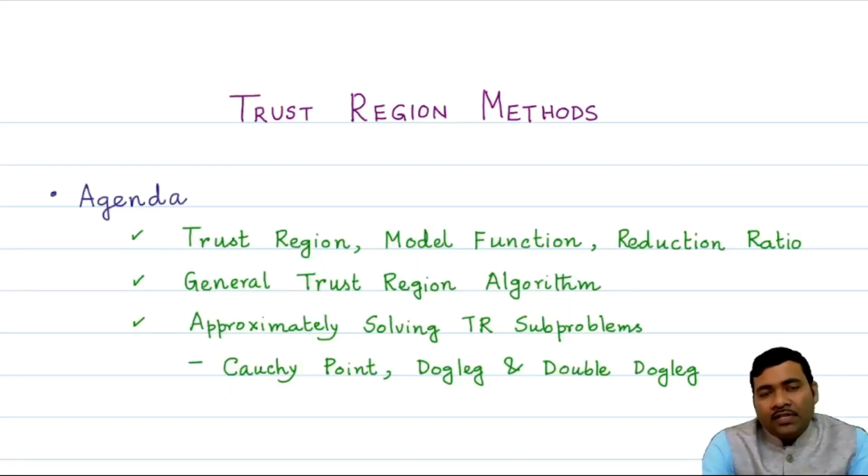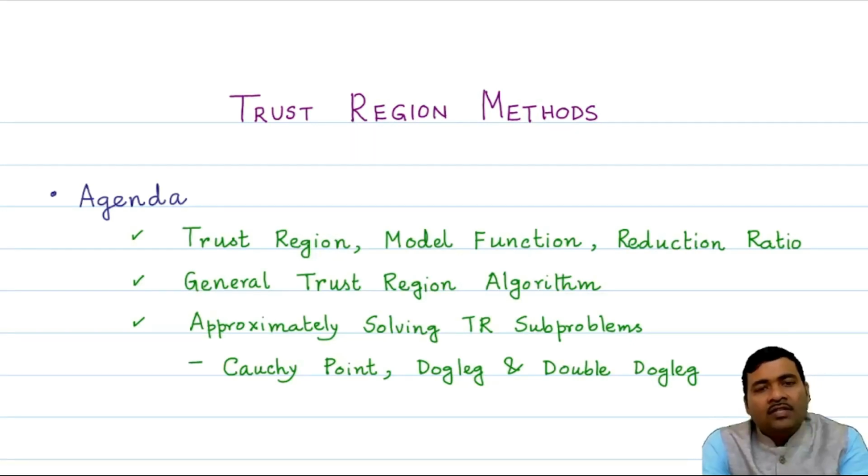So let's start in this lecture, where we will describe at the end of this lecture two particular trust region methods. Those are dogleg and double dogleg method. Let's start. The agenda of this lecture has 3 points.